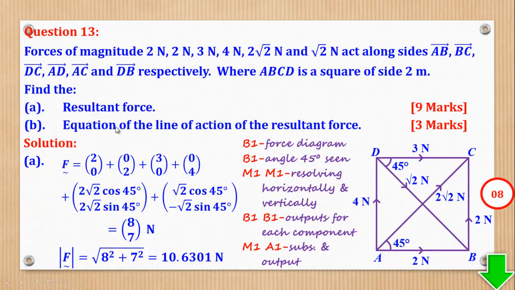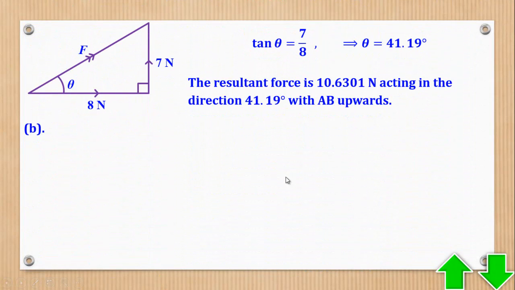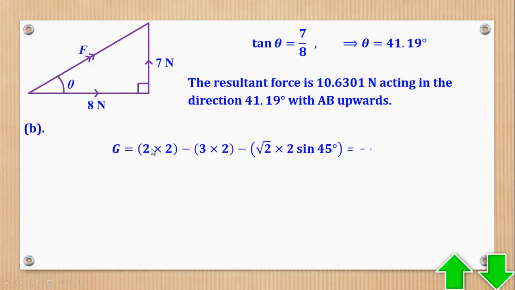So now we shall go to part B. Part B, they want the equation of the line of action of the resultant. One, we have to take moments about the origin, which is now A. So we have 2 times 2 minus. So this is positive 2 times 2 minus 3 times 2 minus root 2 times 2 sine 45. How do these values come about? Let's start.